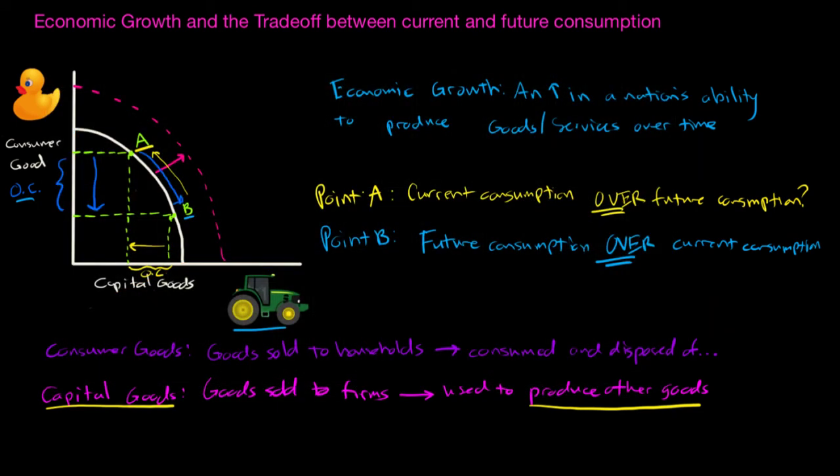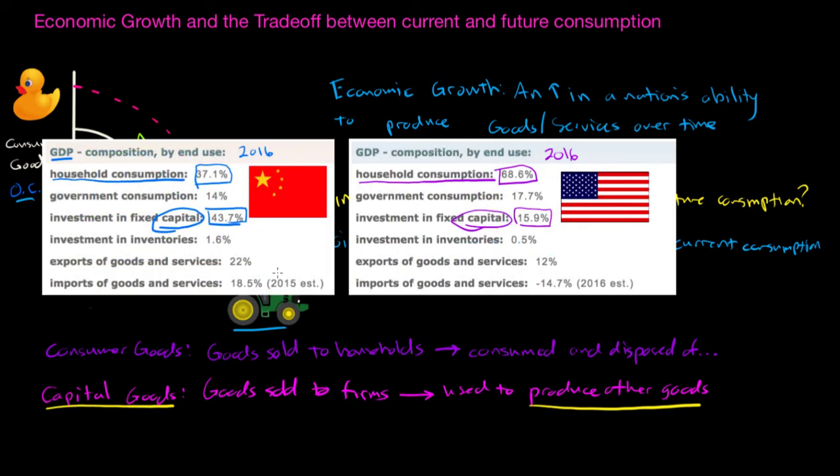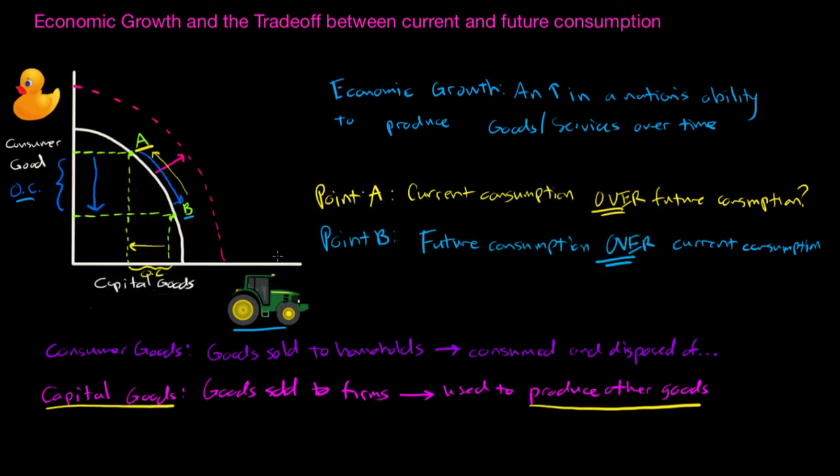But that aside, China also chooses to allocate more of its resources towards investment in capital goods than it does production of consumer goods for households. This fact, going back to our production possibilities curve, supports the idea that by choosing to produce more capital goods today, a country is essentially choosing future consumption over current consumption.